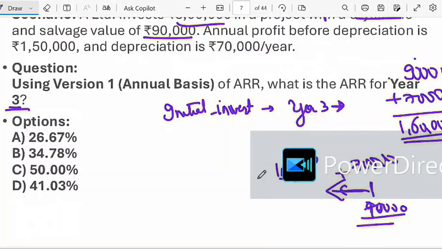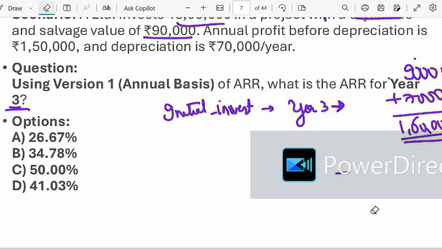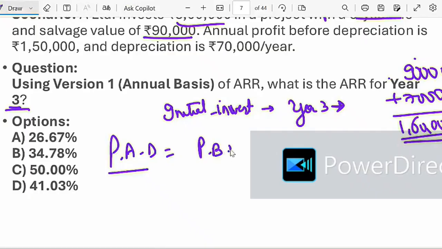Now let's calculate step by step, right? What is the profit after depreciation? Can you tell me? What is the numerator? Numerator is profit after depreciation. In short, we write PAD, profit after depreciation. How much can you calculate it? It is nothing but profit before depreciation minus depreciation, right?